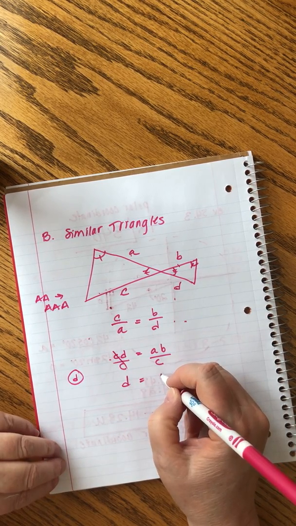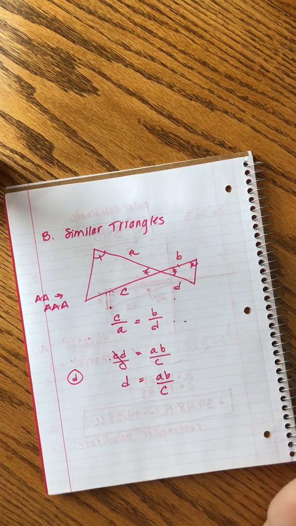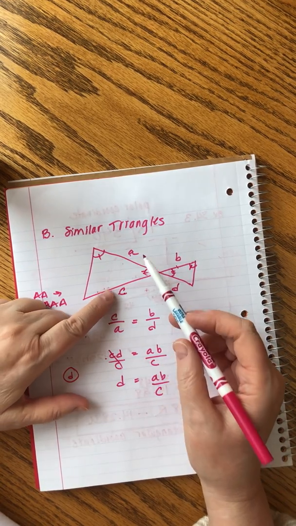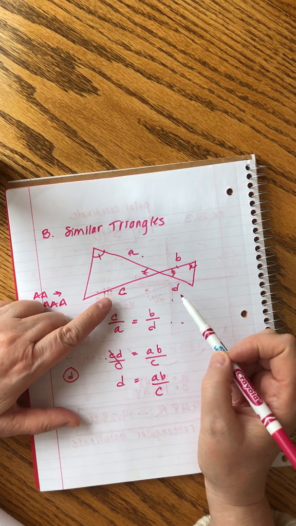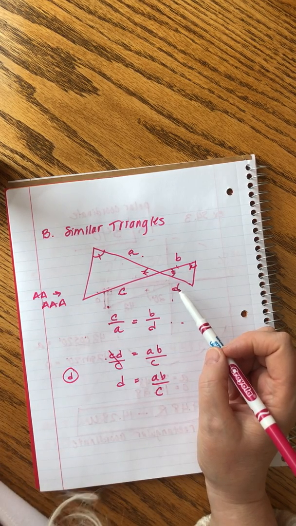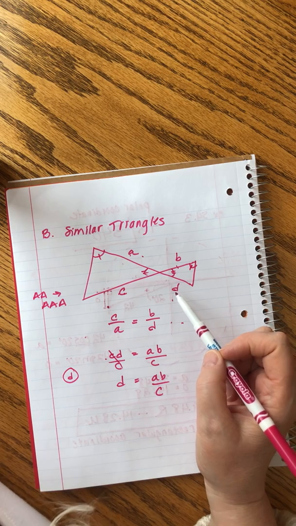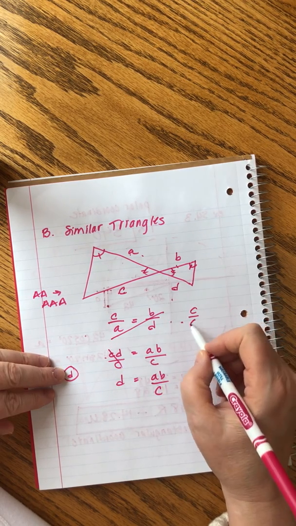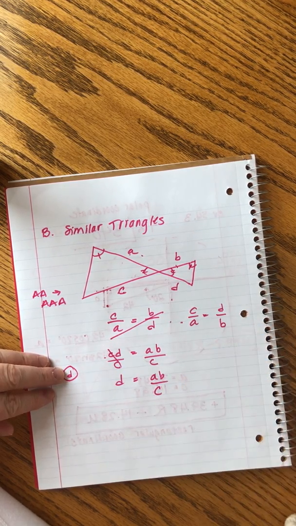equals, why is this not right? C over A, didn't I? According to John, this should be C over A equals D over B.